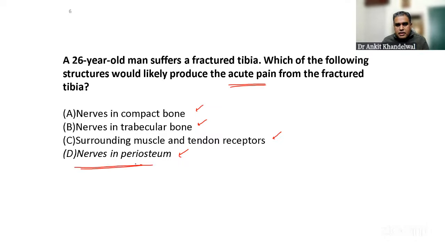Answer is nerves in the periosteum. They're covering the bones. Because by definition, when you will learn about ortho also, a fracture means that there is a disruption in the continuous lining of the periosteum. That is known as fracture. Periosteum is nothing but that fibrous tissue that is covering the bone. So when there is disruption in the continuous lining of periosteum, by definition it is a fracture. And the nerves from there are the ones that will cause pain in your fracture. So do remember that also.